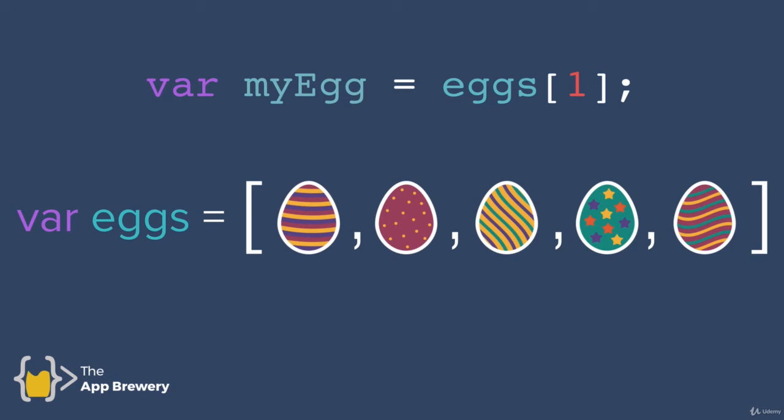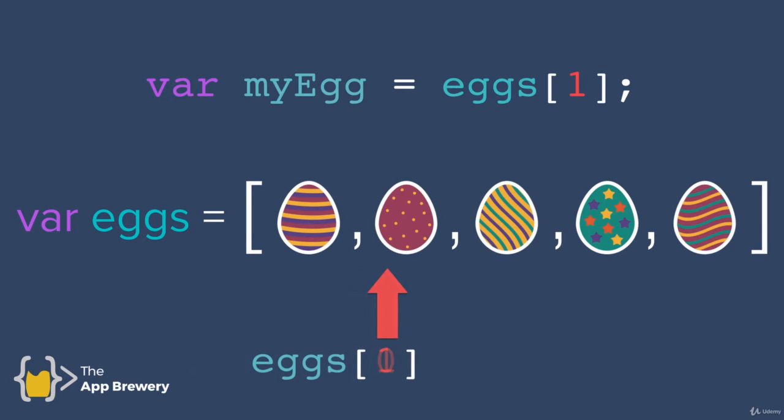Now, just take a quick guess. Which egg do you think my egg will equal if I run these lines of code? Given that the position that I'm trying to tap into is the egg at position 1 inside the eggs array. So if you remember from before, we said that computers always start counting from 0. So us programmers, we also always start counting from 0. So the first egg in the array is in fact at position 0.